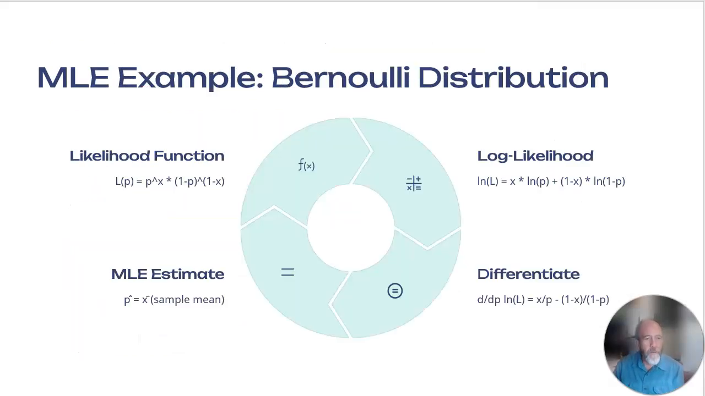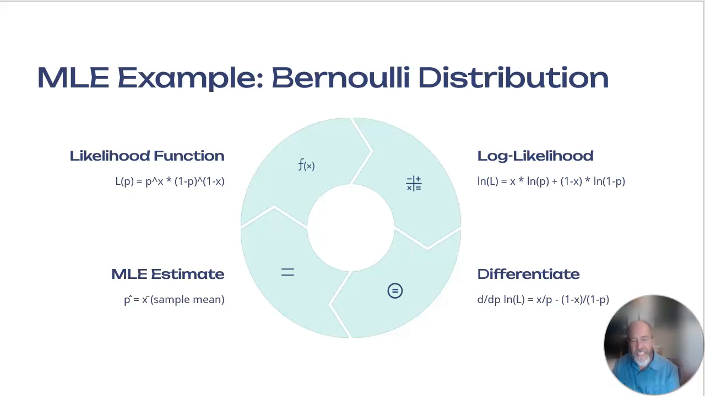So let's just take a really, really simple example. The likelihood function for the Bernoulli distribution, L of p, is p to the x times (1 minus p) to the (1 minus x). We take the log of that, and I'm not going to go through the math here. And then you differentiate that function with respect to the parameter that you're estimating.